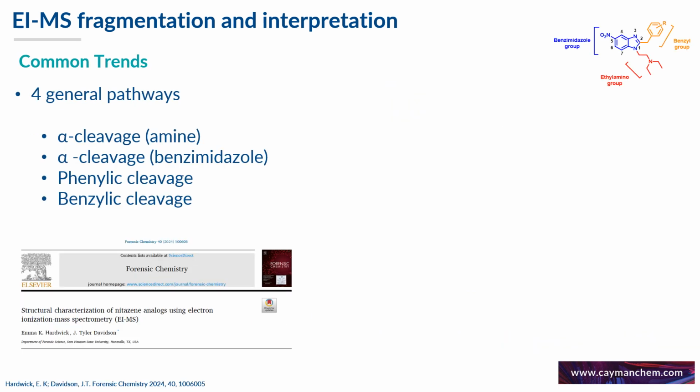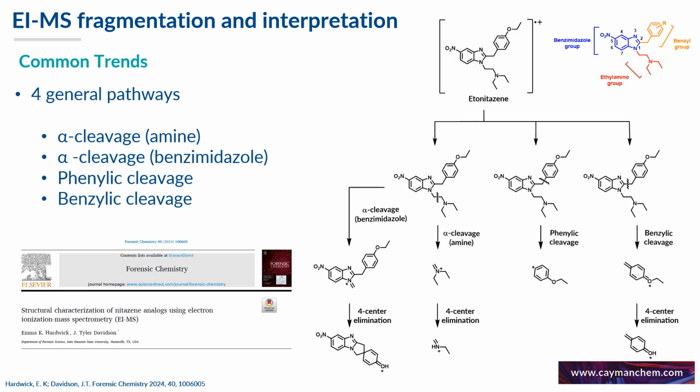Before we begin, I'd like to point out the excellent hard work of Emma Hardwick and Tyler Davidson at Sam Houston State University. They recently published their work elucidating the fragmentation pathway of this class of compounds in the journal Forensic Chemistry, and I will be leaning heavily on their work in subsequent slides. It is an absolute must-read for the forensic chemist. In general, they describe 4 fragmentation pathways in nitazenes, and we'll use etonitazene as our main example.